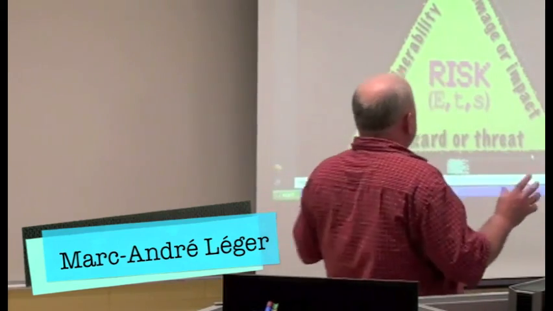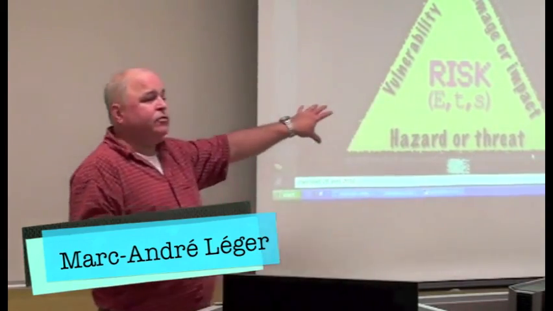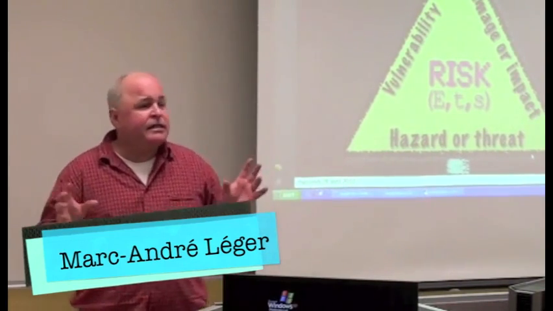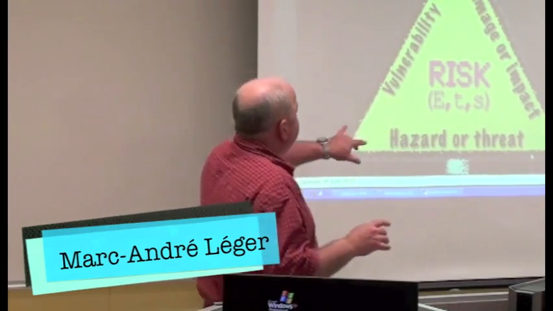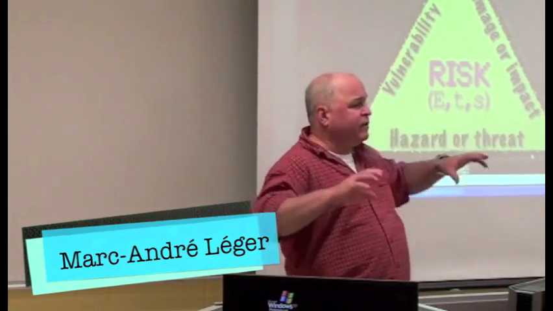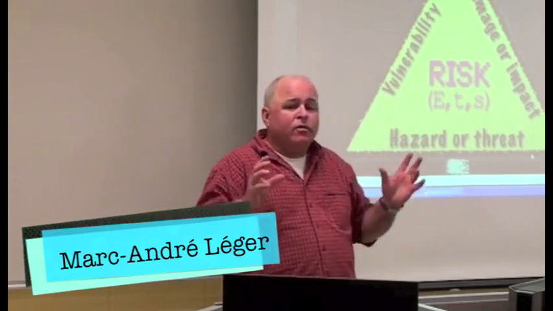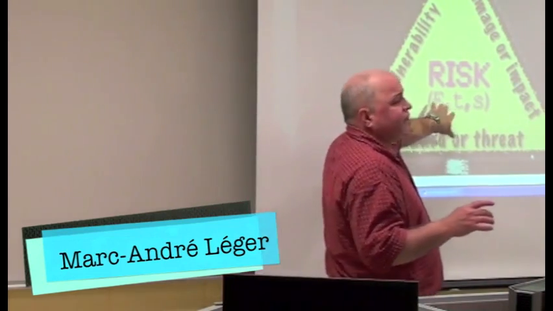So let's say that we have what we call here the risk triangle. There are three things that have to co-occur for risk to exist. So there's three things that have to exist at a given time and place. This is T and S, time and space, that have to coincide for risk to exist. And the E here stands for element.